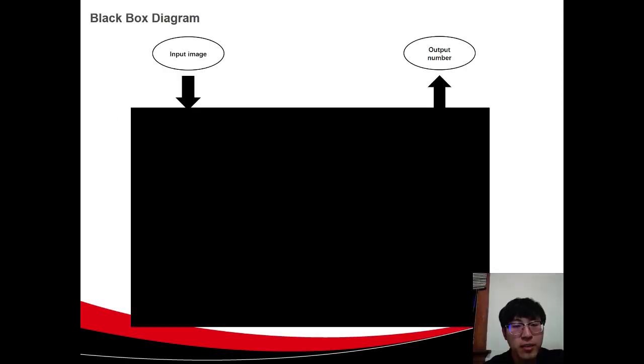This is a black box diagram. As a user, you only need to input images and wait several minutes. Then you get the number of hippocampus in your image. In the next slide, we will introduce the transparent box diagram.